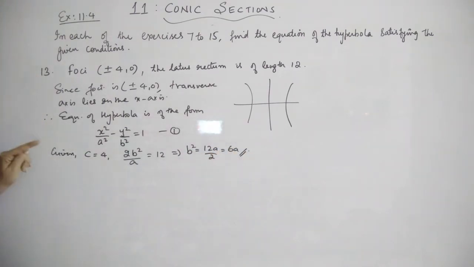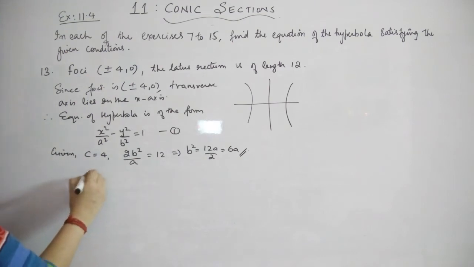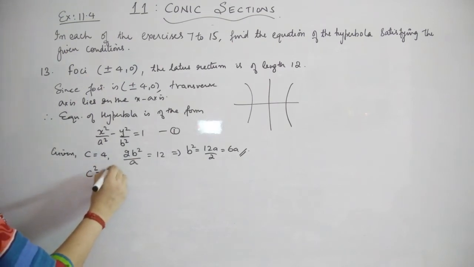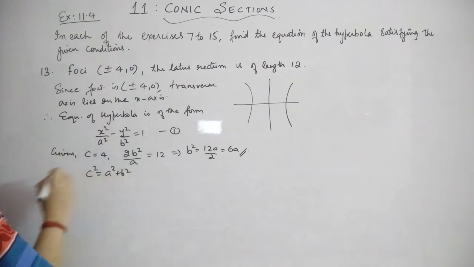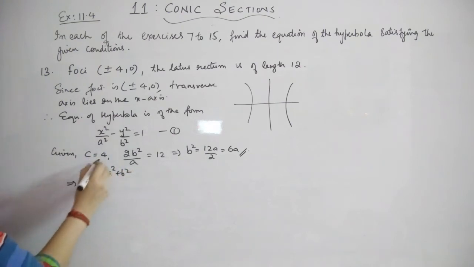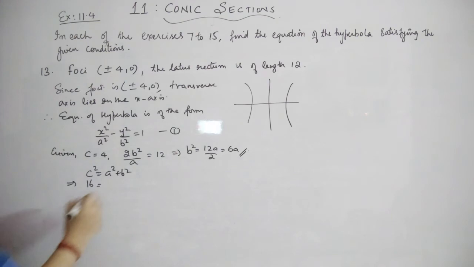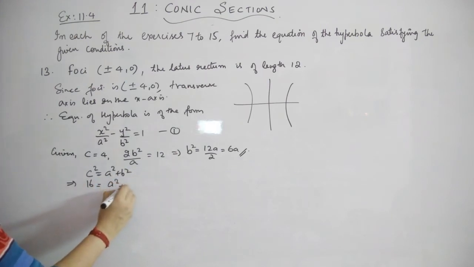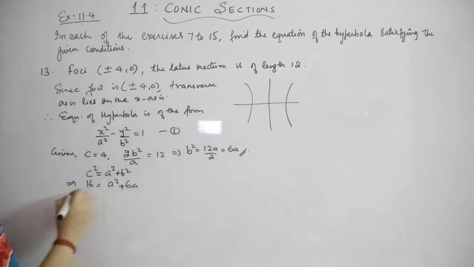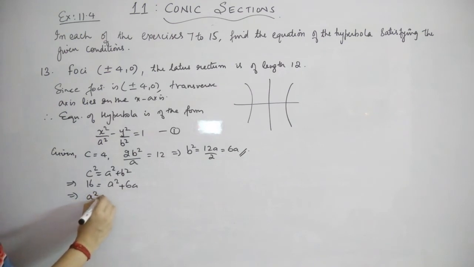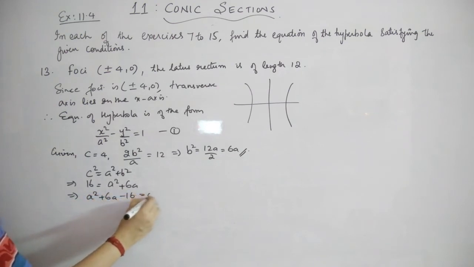Okay. Now we have to find out what is A or A square, and the relation connecting the three is C square is equal to A square plus B square. Replacing the values, C square gives you 16, A square as such plus B square is 6A. So you are getting the quadratic equation as A square plus 6A minus 16 equal to 0.